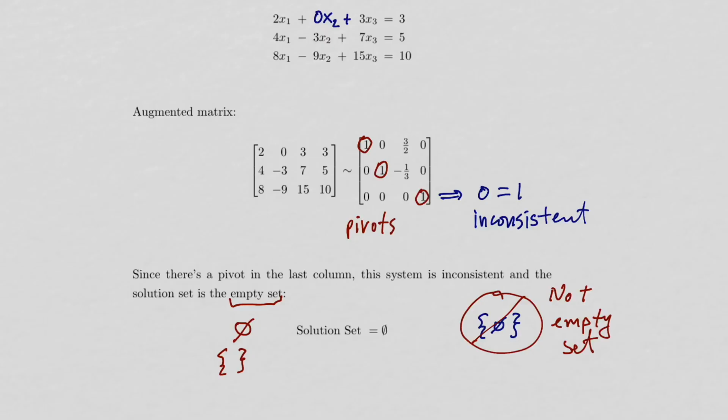All right, but notice we didn't have to do anything else once we found a pivot in the last column. Bam, we're done. We can say the system is inconsistent and the solution set is always the empty set. Doesn't matter how many variables there are or how many equations there are. If there's a pivot anywhere in the last column, this is your answer. The solution set is the empty set.